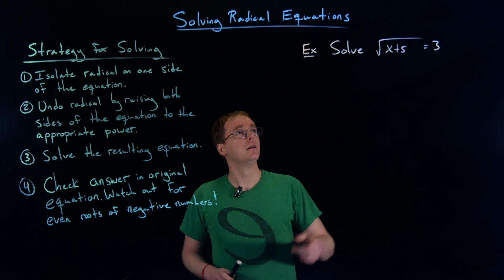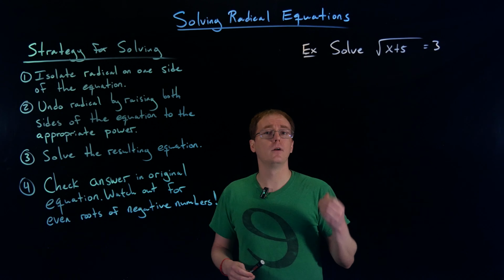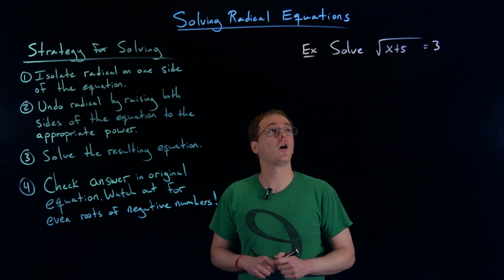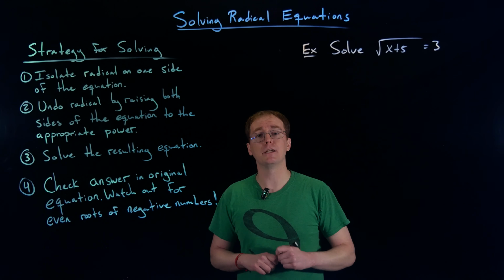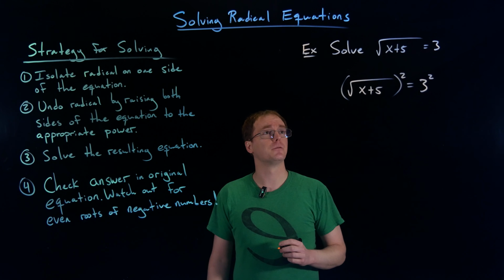Let's solve the square root of x plus 5 is equal to 3. Like I mentioned earlier, that first step is already done. We've isolated the radical. The square root is by itself on one side of the equation. The next step in our process of solving this is to square both sides of the equation, or raise both sides of the equation to the power of 2.